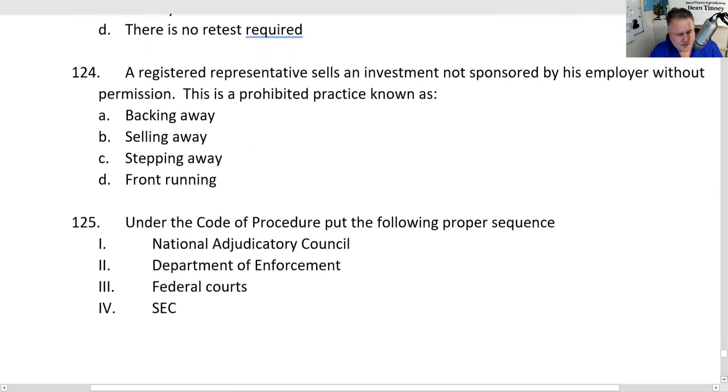124 is very much a test question. That's called selling away. Selling away is when you get somebody involved in an investment not sponsored by your employer. And then remember, the code of procedure is when you have a complaint lodged against you.